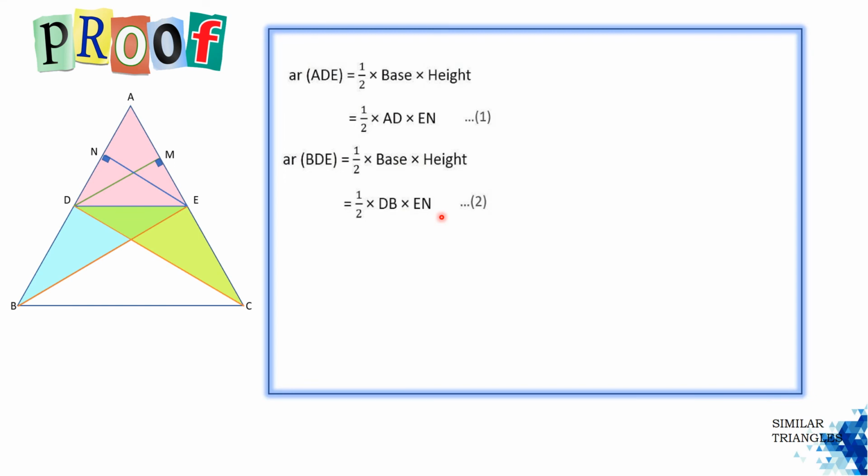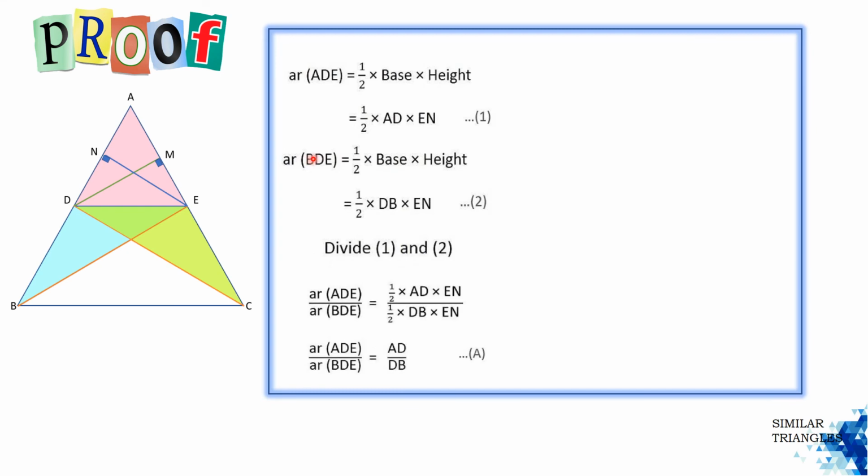Now what I am going to do with this area is divide one by the other. Divide 1 and 2, because it is something related to ratio, so we need to have that ratio, one by the other. So we are doing the division operation. I am going to divide area of ADE by area of BDE. Just put all the values here. Half will get cancelled, EN will get cancelled. So area of ADE divided by area of BDE is equal to AD by DB.